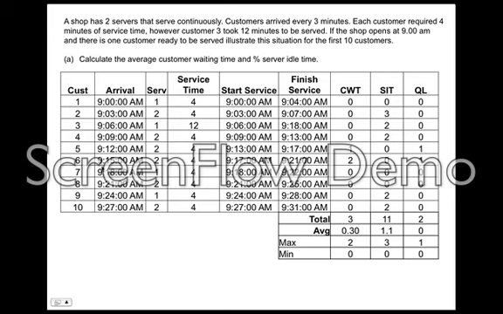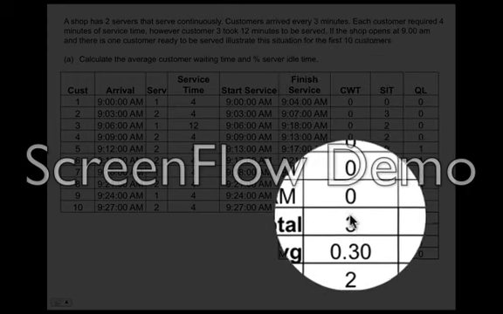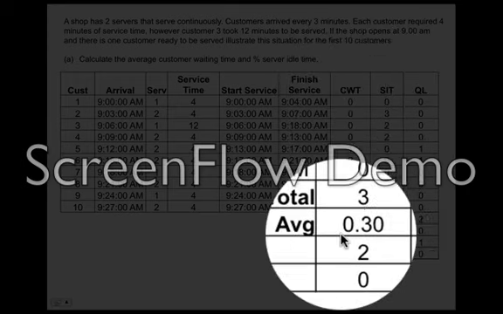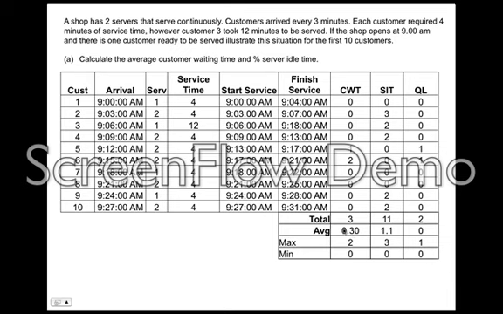And you keep on going down. And you see after that, 9:18, 9:18, 9:21, 9:21, 9:24, 9:24. Then we add up the customer waiting time to get a total, which is 3, and divide it by 10 because we've got 10 customers. So it's 0.3 of a minute that they are waiting, customer waiting time, which isn't too bad.